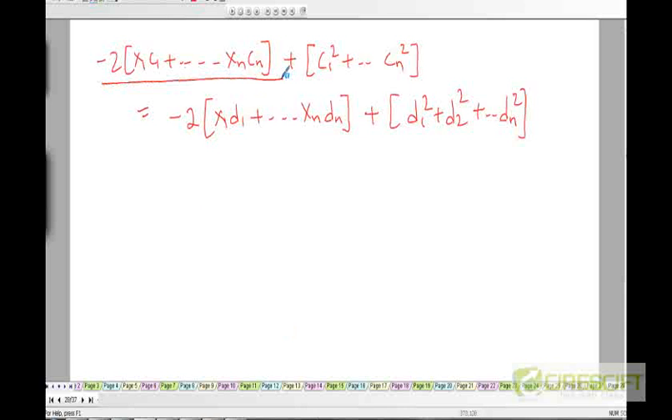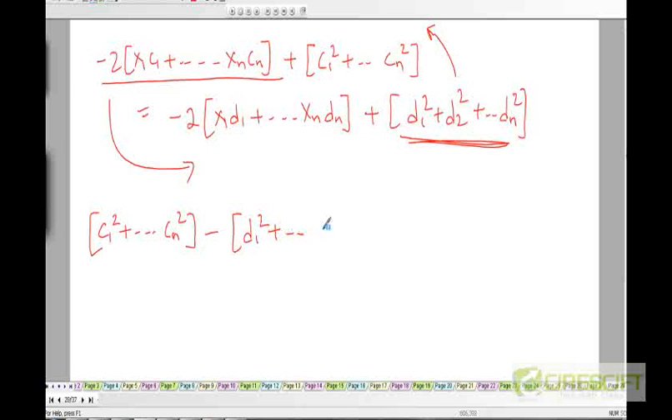So I'm going to take this term and move it to the right hand side, and I'm going to take this term and move it to the left hand side. So what do I get on the left hand side? I get c1 squared to cn squared minus d1 squared to dn squared is equal to twice of x1 c1 and so on till xn cn minus x1 d1 minus x2 d2 and so on till minus xn dn.